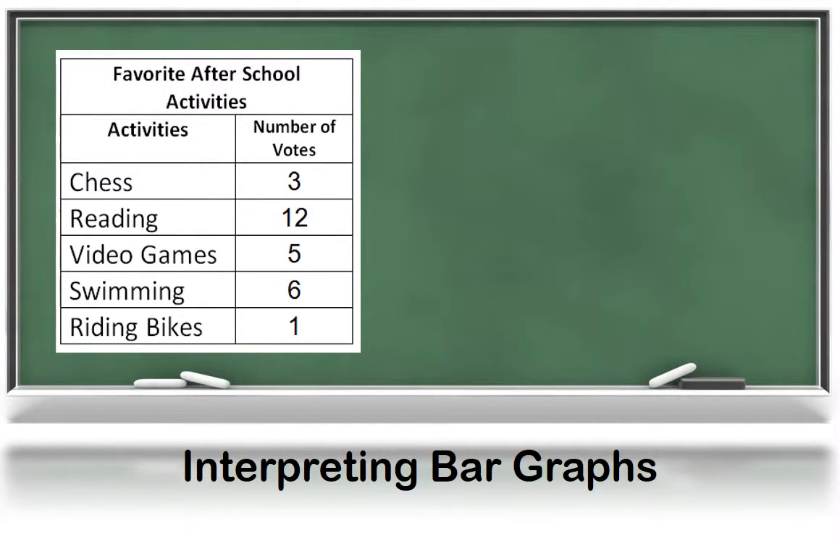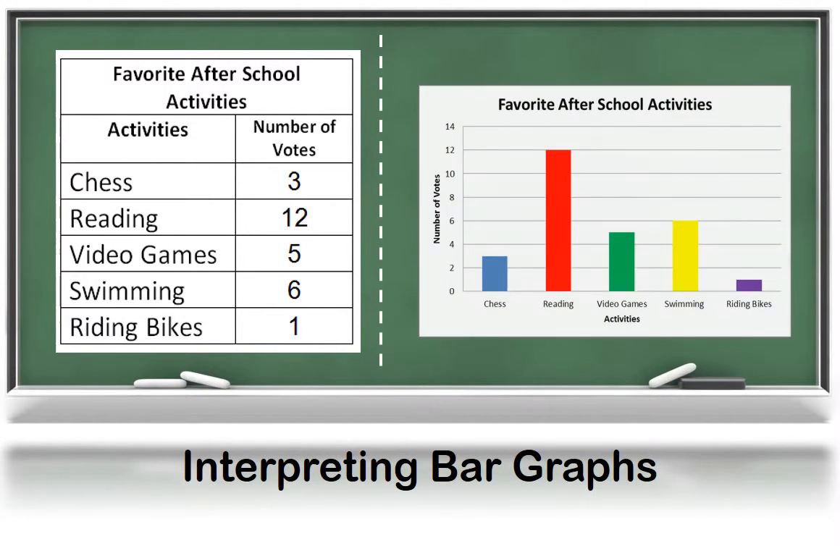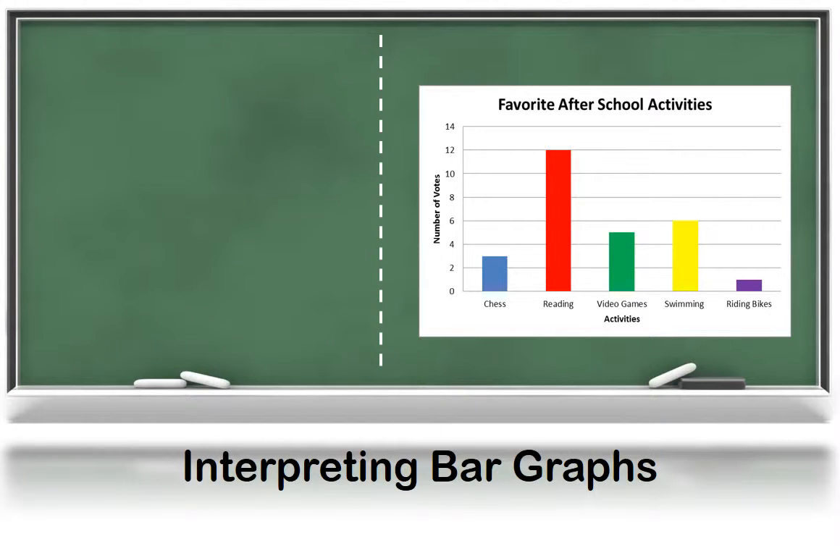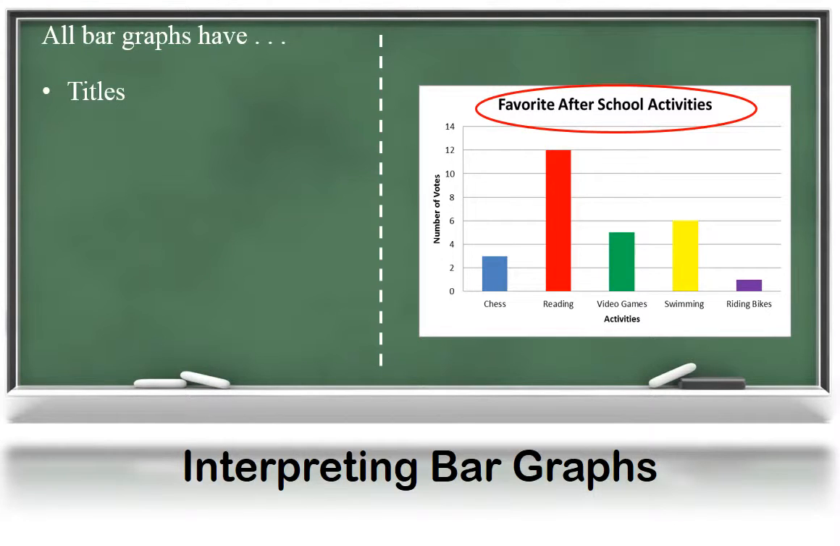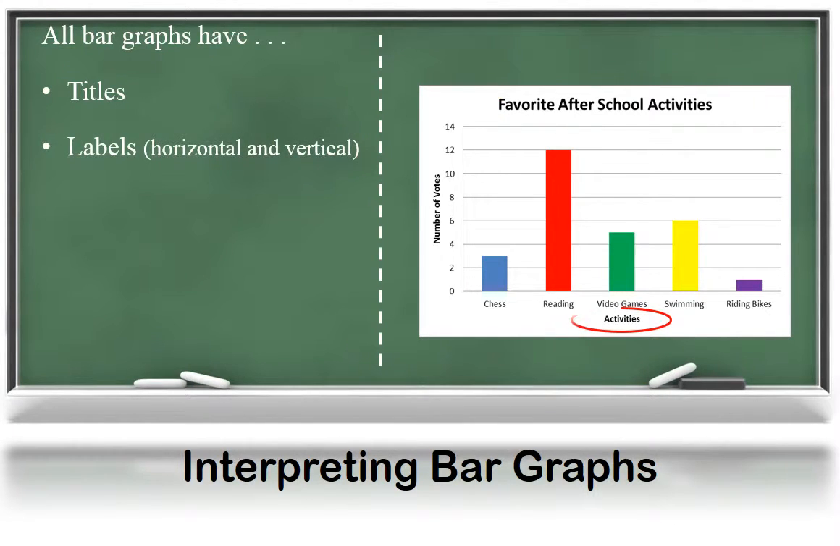As with pictographs, students will have to interpret and create bar graphs with given data. Looking at the frequency table for favorite after-school activities, the students would take that information and once again create a bar graph. Students should understand the parts of a graph and how they are important when reading the data. All bar graphs have titles, both labels, horizontal and vertical, and the interval and scale.